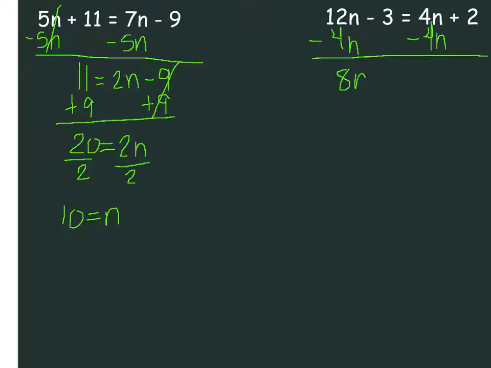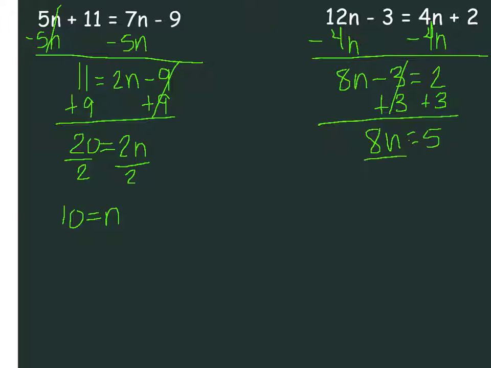Okay, so we have 8n minus 3 equals 2. Get rid of that 3. Again, I'm trying to get n by itself, so I'm getting rid of the green guys first. 8n equals 5, and then divide by 8.